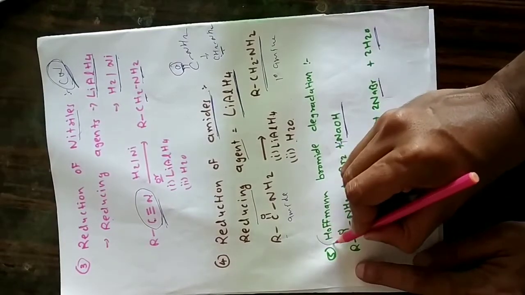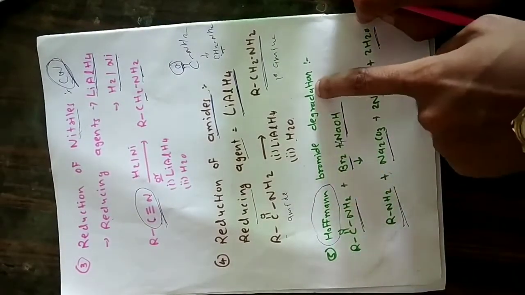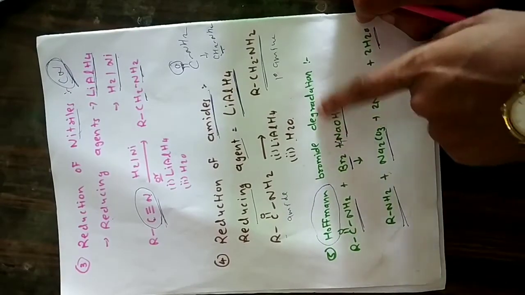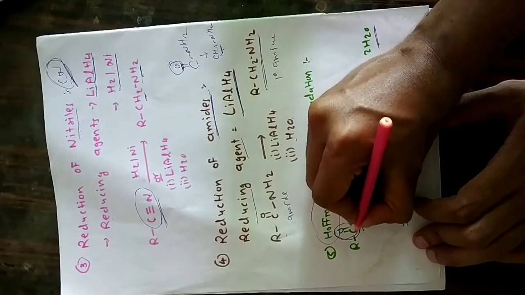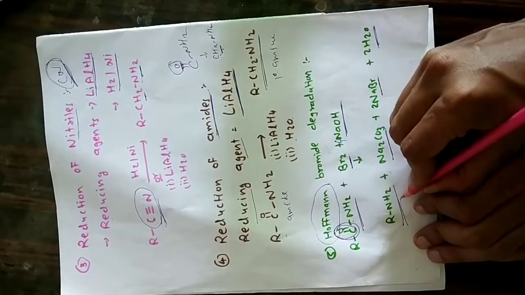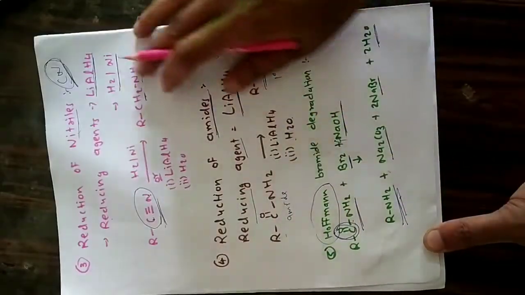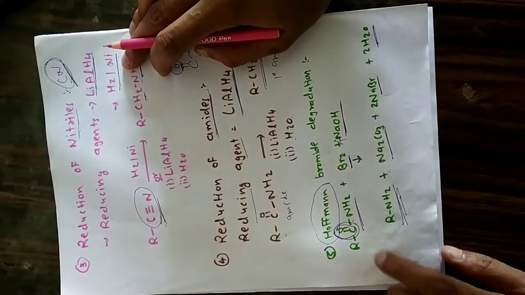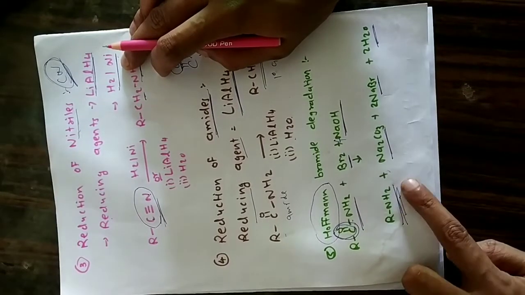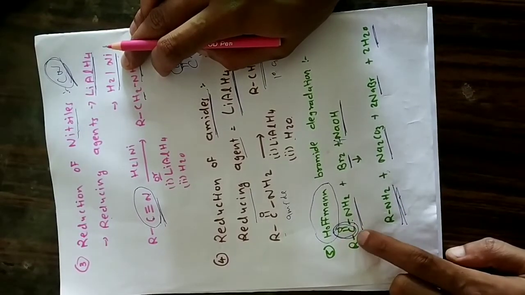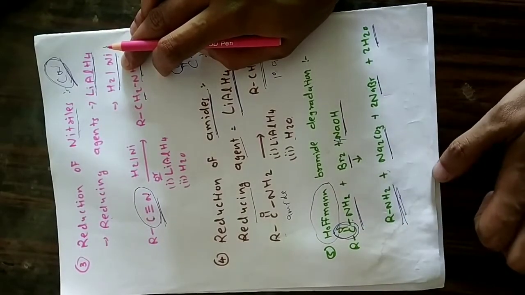Now this reaction was performed by this scientist Hofmann. So it is called Hofmann degradation reaction. Now what is degradation here? You can see this carbonyl carbon, it is degraded here. You can see it is no more there in product. C double bond O group is not there. Directly R then NH2 is there. So this C double bond O is lost. So it is called degradation reaction.